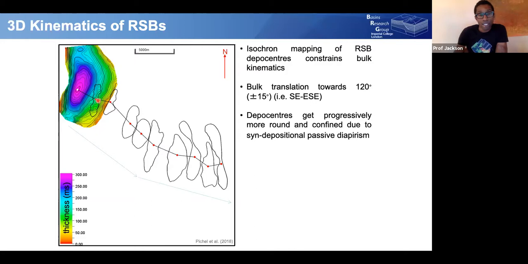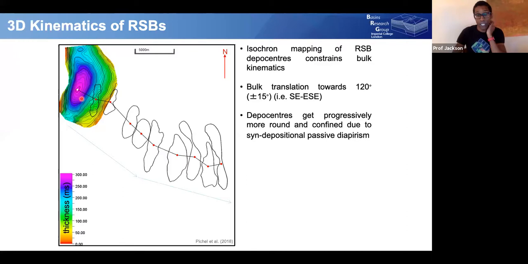We also notice that the depocenters get more rounded through time. So we go from these margin-parallel or transport-direction-normal depocenters, these rather elongate ones in the early stage, to these more rounded ones in the later stage. And we think that's because at the same time as things are translating and we're getting some stretching of the overburden, we also have some diapirs rising. So that confines the depocenters and changes them from elongate to rounded.